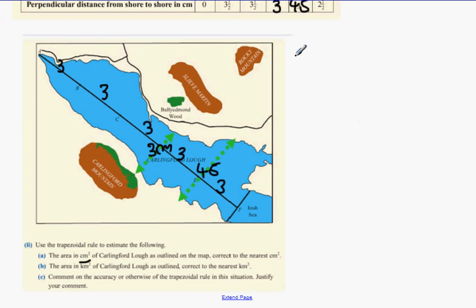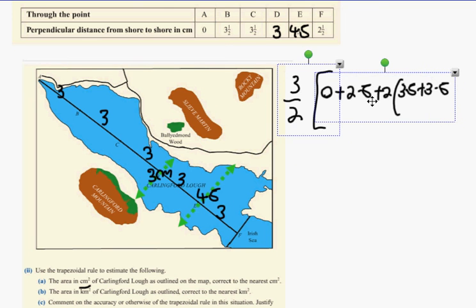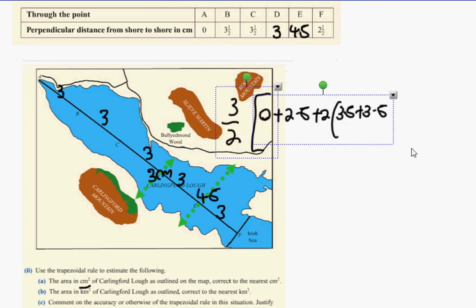Width over 2. So what's the width? 3. 3 over 2, bracket. First is 0. Last is 2.5, plus 2 times the remaining. It's going to be 3.5 plus 3.5. I don't have enough space, just give me a second. 2.5 plus 3.5 plus 3 plus 4.5.